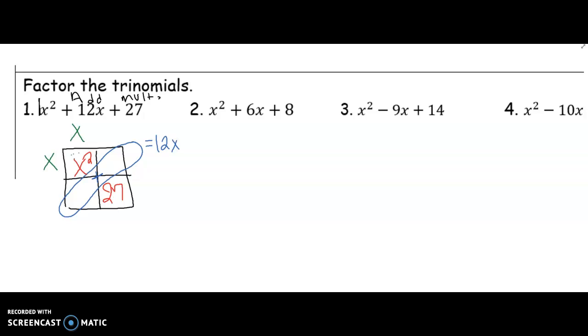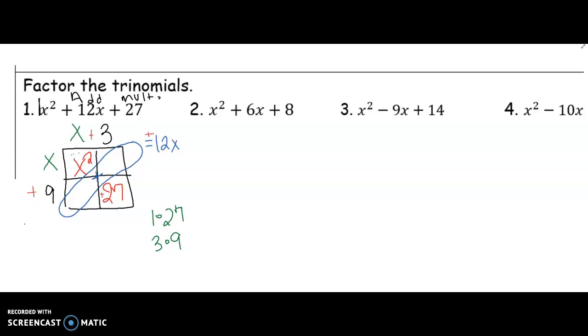I'm going to think of those numbers over here in the list. I'm going to think of 1 and 27, but 1 and 27 will never give me 12. 3 and 9. 3 times 9 gives me 27, and 3 plus 9 gives me 12. So I have found my factors. This is going to be 3, and this is going to be 9. Now, one thing that is nice to mention is that both of these are positive, positive 12 and positive 27. So if they're both positive, both my 3 and my 9 are positive.